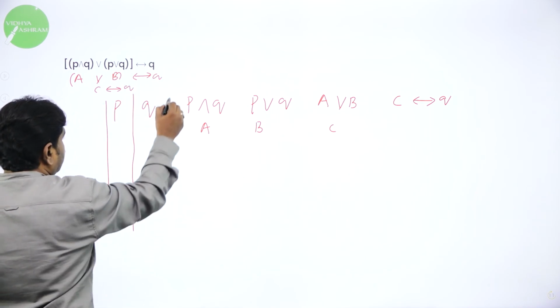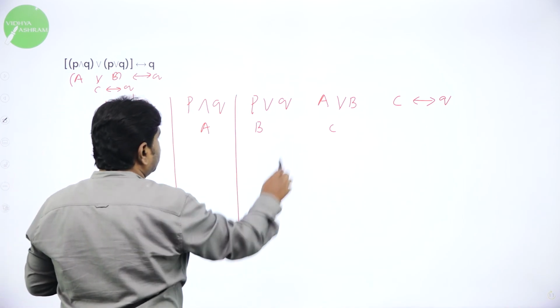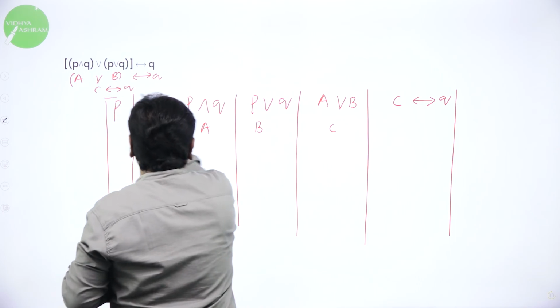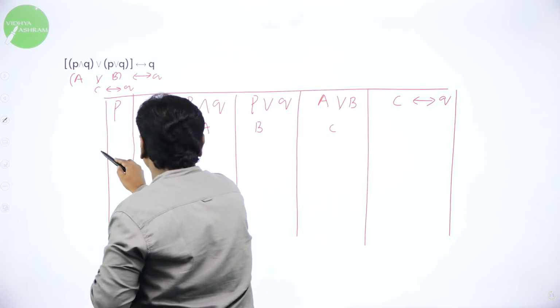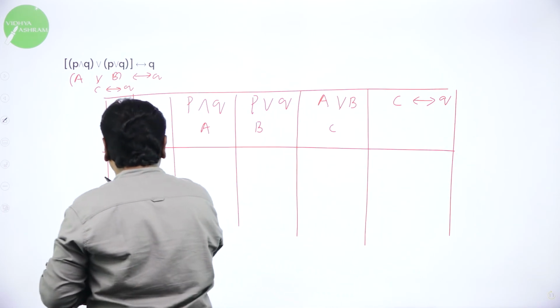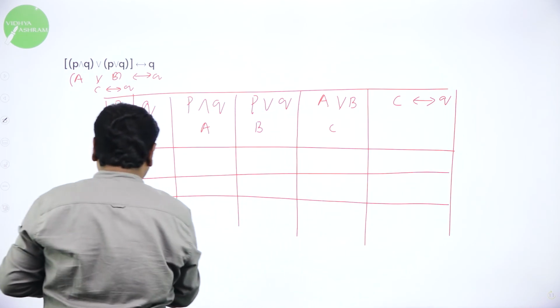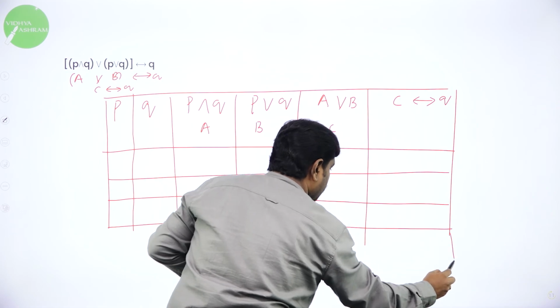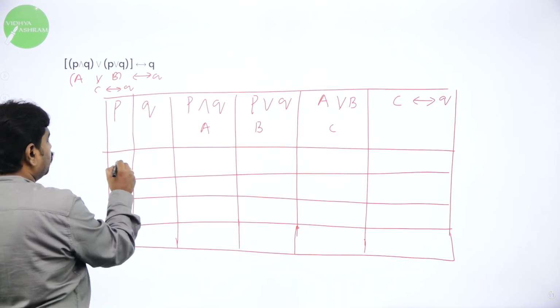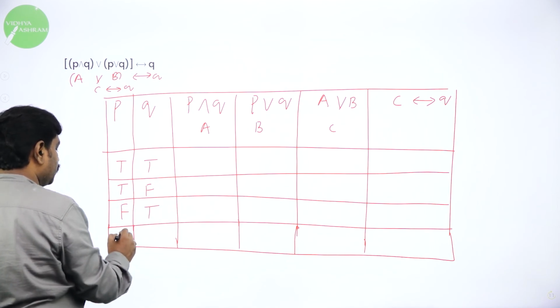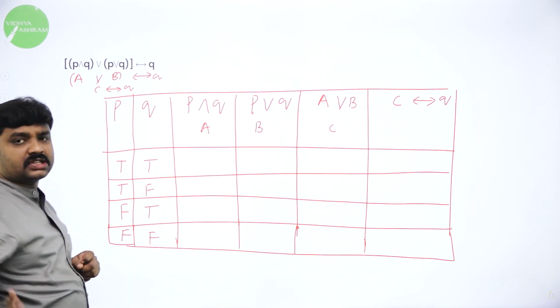So we'll see what the possible combinations are. All of you know the possible combinations. We have only 2 propositions P, Q, so we'll have 4 inputs. What are the 4 inputs? True, true; true, false; false, true; and false, false. Now what are the possibilities? Both are true, or first one true and second one false, or first one false and second one true, or both may be false.